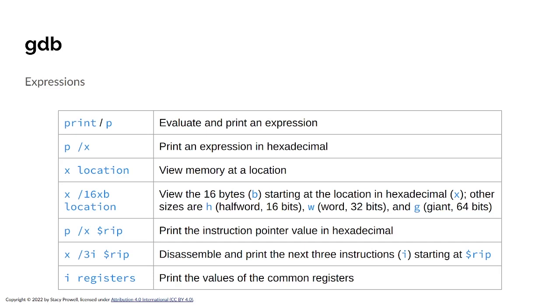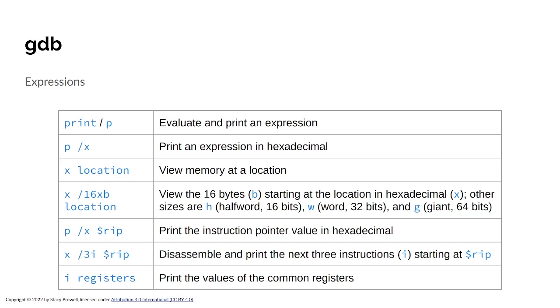If I do something like P/X RIP, I'll print the current instruction pointer value in hexadecimal. If I do something like X/3I RIP, I'm doing something a little different. Here, the I tells me I want to interpret what's at that location as an instruction. And this will disassemble and print the next 3 instructions at the address pointed to by RIP. I can reference RIP within the debugger. I can get it by using $RIP, and I can even set it by saying set RIP equal to some value.